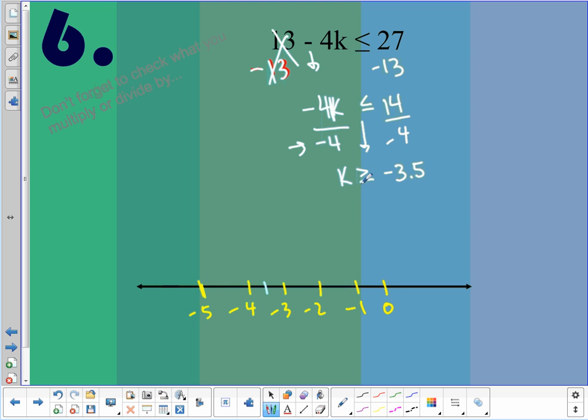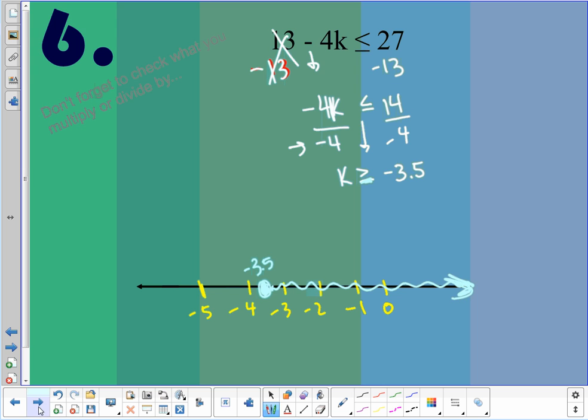My sign is included, which means I fill in my circle. So I have a filled in circle, or in other words, what we call a closed circle at negative 3.5. I want my values to be greater than negative 3.5, and numbers that are greater than that go to the right. So I'm going to shade up to the right here.